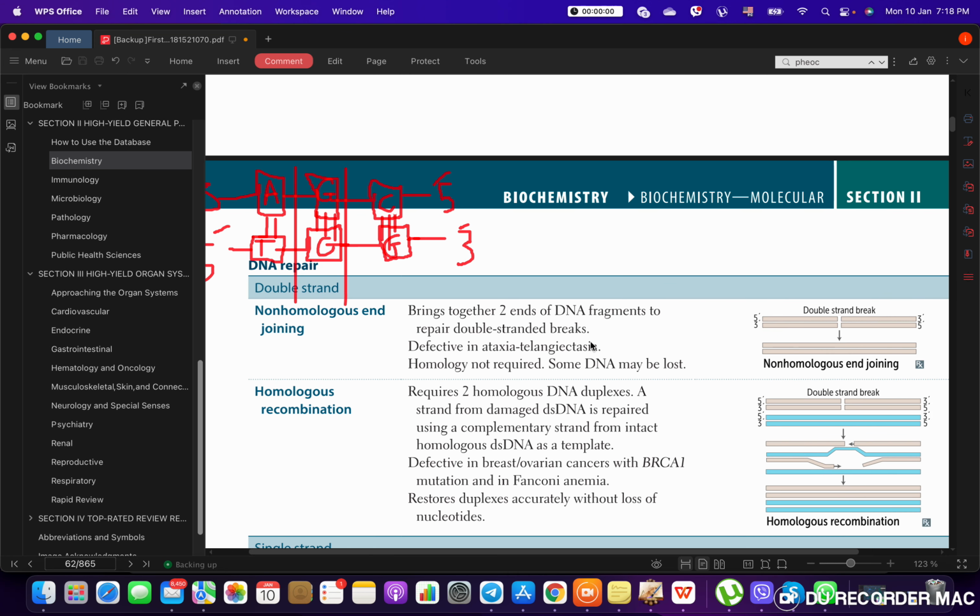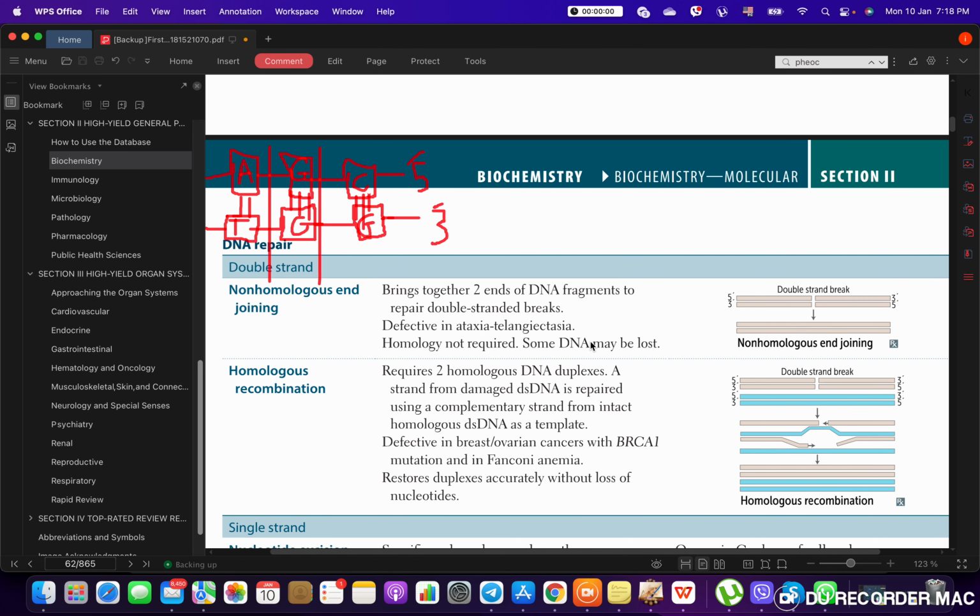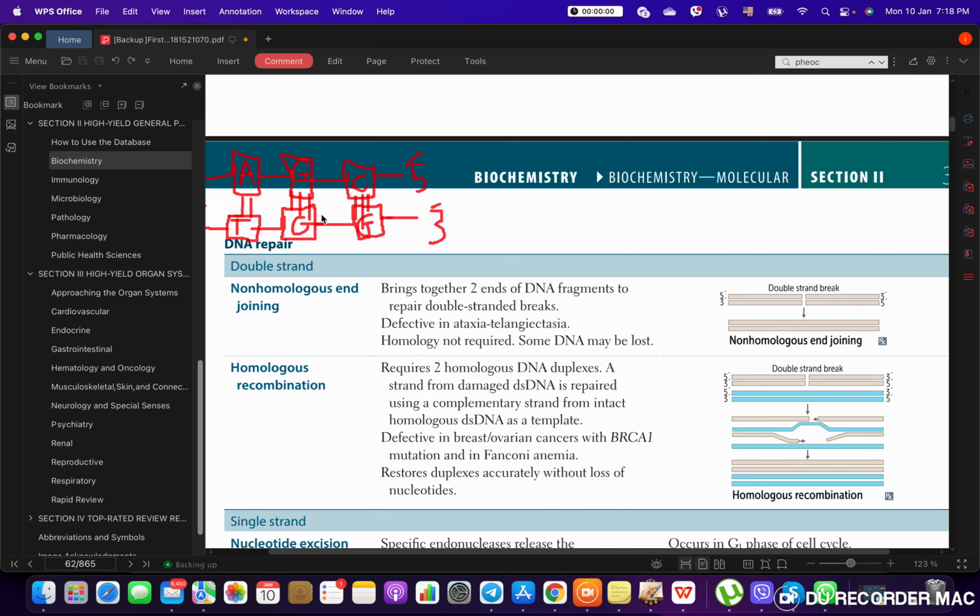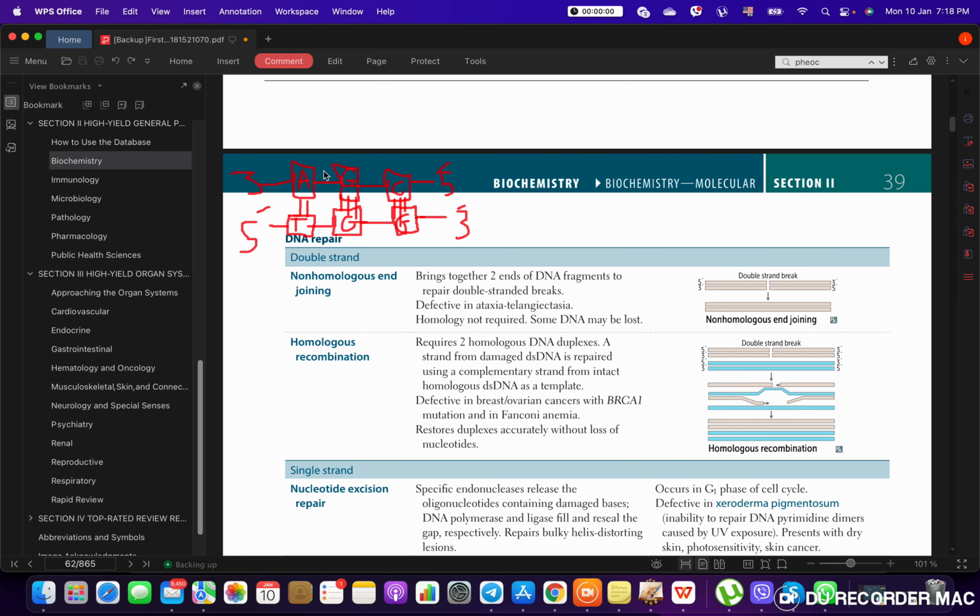He removes it. So we have 2 types of removal and how we deal with them. It does not remove 1 or 2. That's the thing about this, the endonuclease. He should remove only 1, but sometimes he removes 2 at a time, or sometimes even more. So we have the non-homologous end joining. It brings together the 2 ends of the DNA fragments to repair double-stranded breaks. So let me tell you for a moment what that means.